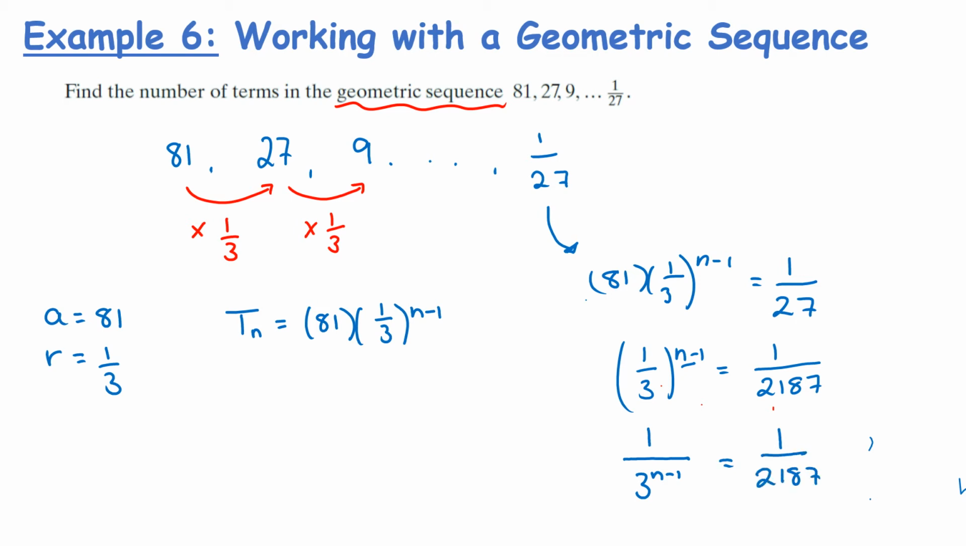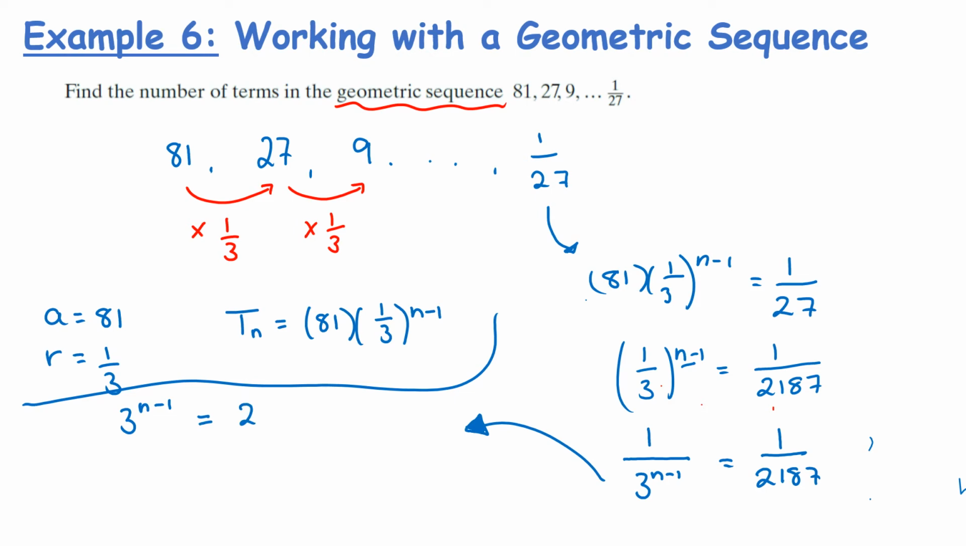2187. Now, what I like to do when I'm dealing with fractions, and I'm going to have to move over here, is if two fractions are equal, their reciprocals are also equal. So reciprocal is where you flip the fraction. So that is 3 to the power of n minus 1 should also be equal to 2187 because they're both over 1. You have a few different options here that you can use. You can go straight to logs.